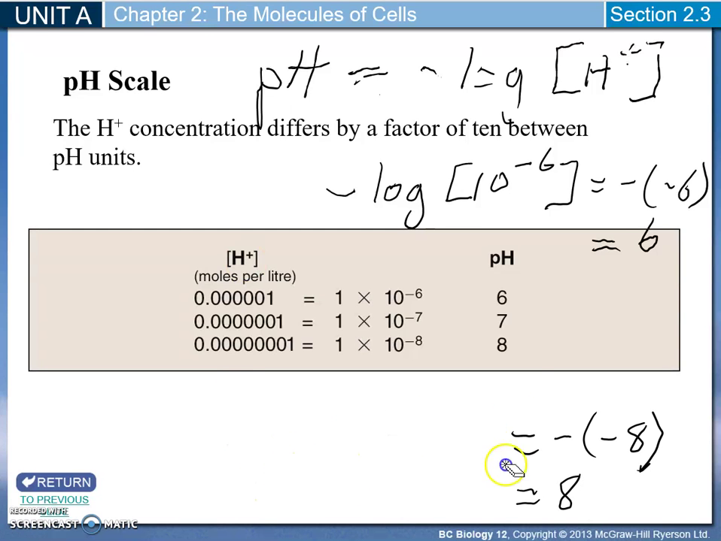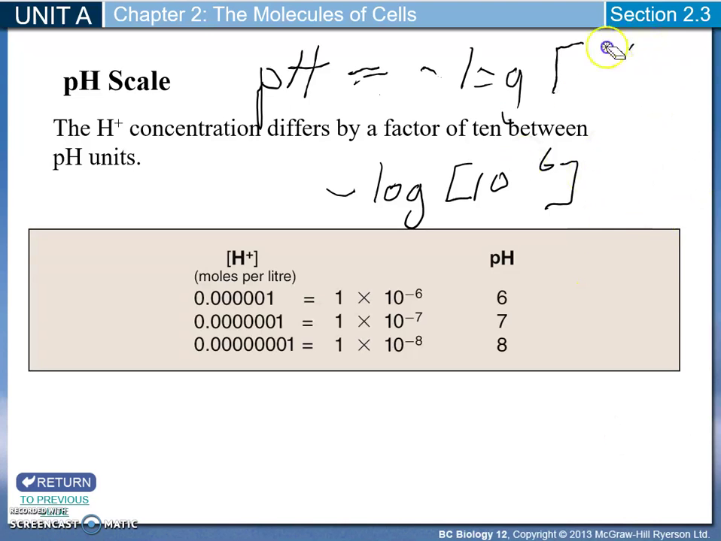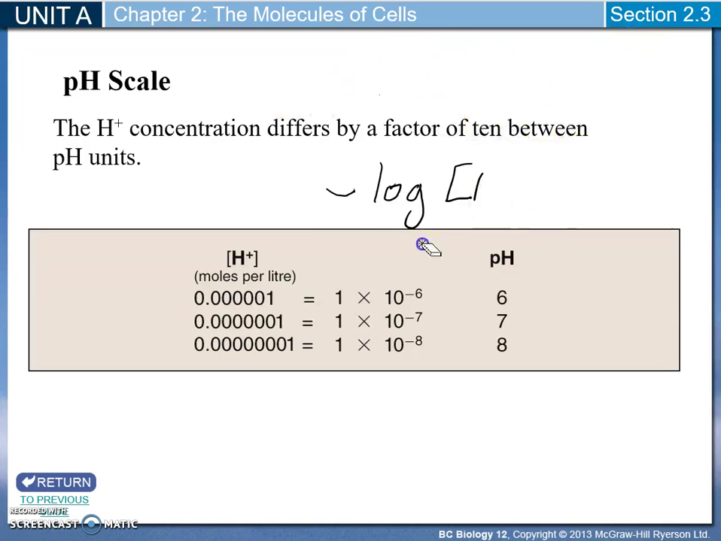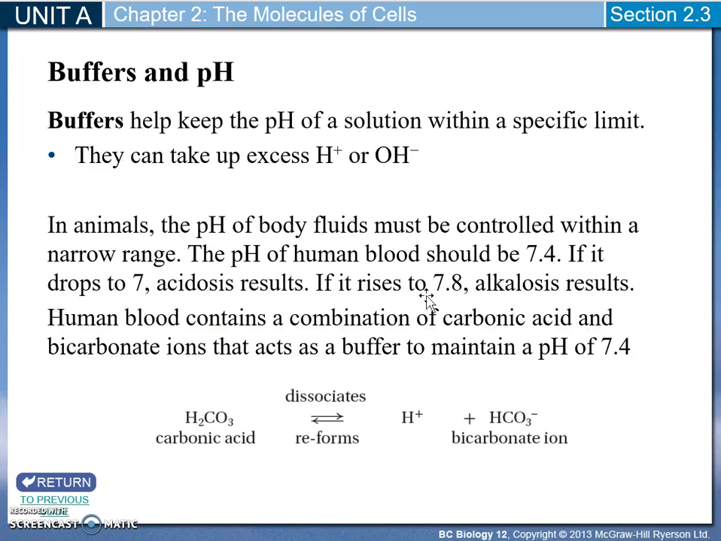So I'll just get rid of that, and then we'll carry on here. All right, so buffers then. Buffers help keep the pH of a solution within a specific limit. And so what they do is they take up excess hydrogen ions or hydroxide ions.